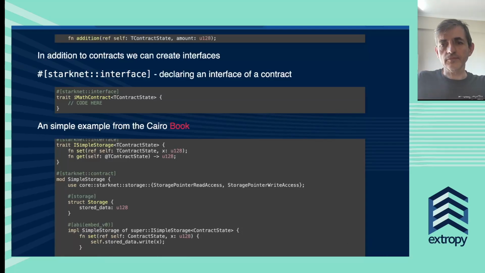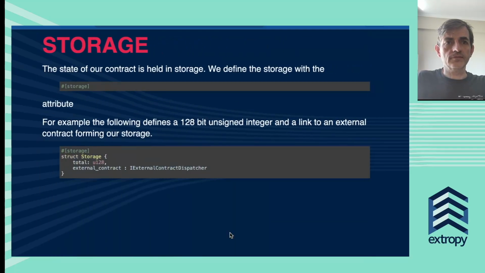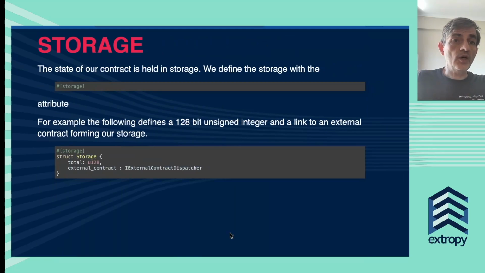Okay. So storage, as we saw, this is where we hold the state of our contract. We need the attribute storage to indicate that that's where we're holding it. And so you can see an example here. We've got a couple of fields for this example in this struct. So we've got a total, a U128. We've also got here a reference to an external contract. So maybe we're storing that because we're going to want to interact with an external contract later.